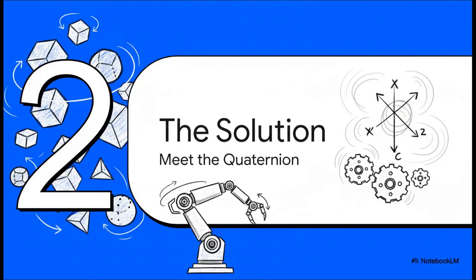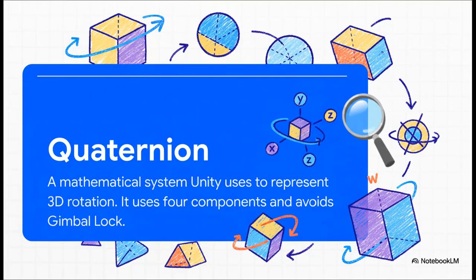Okay, so we understand our space. Now let's meet the hero of this story, the thing that's going to solve gimbal lock and all of our rotation nightmares. Let's talk about quaternions. So a quaternion is how Unity actually thinks about rotation under the hood. It's this mathematical thing with 4 parts: x, y, z, and w. Now the math behind it is, let's just say, pretty heavy.